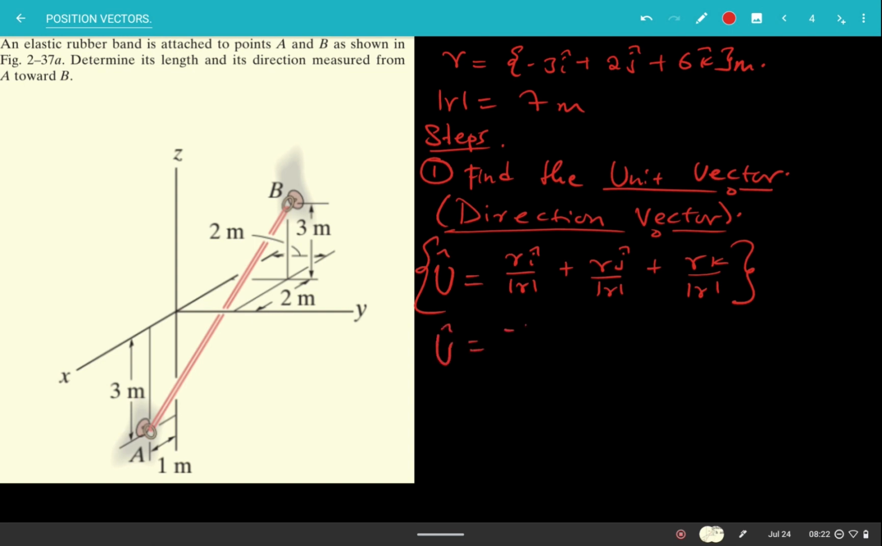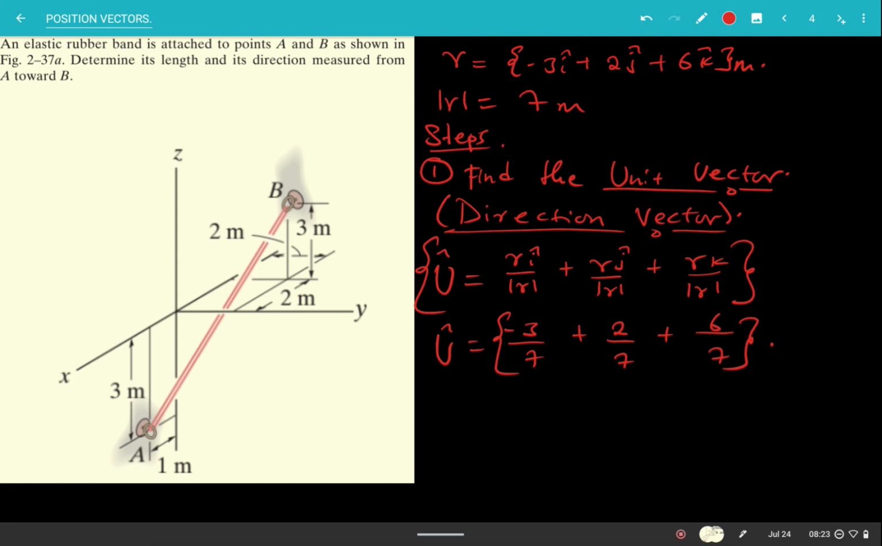So all we have to do is to say our unit vector is equal to R in the I, which is minus 3 over the length, which is 7, plus R in the J, which is 2 over the magnitude, which is 7, plus R in the K, which is 6 over the length 7. And this is simply our unit vector. So be mindful of that.